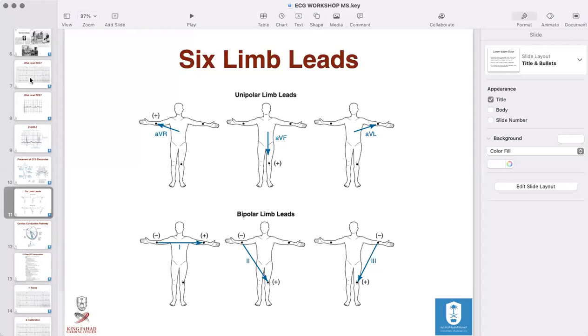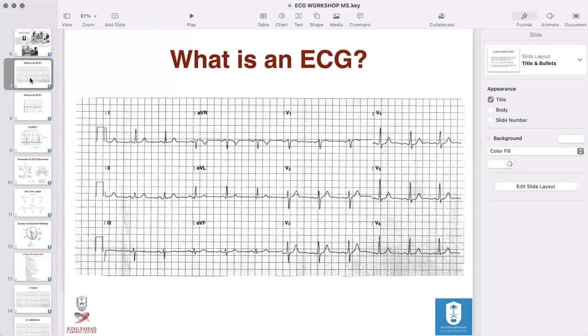So based on that, you're going to have all these results of the ECG. Leads 1, 2, 3 and AVR are the unipolar leads. These are the bipolar leads, and from V1 to V6 are the chest leads.